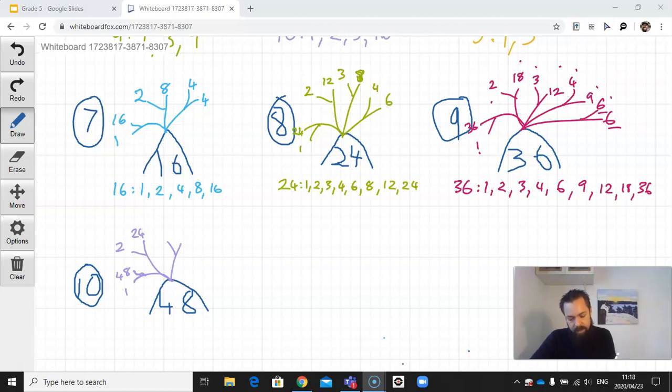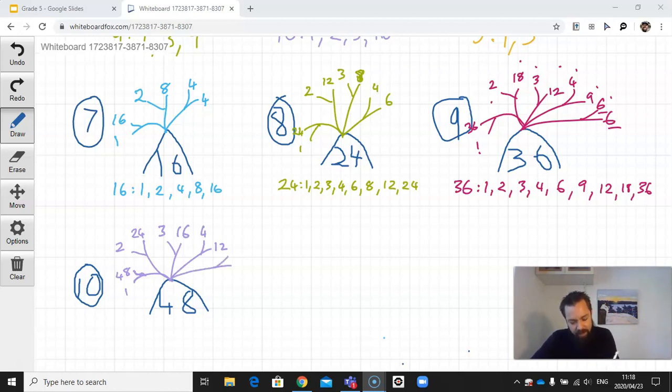So 3 goes in how many times? 3 goes in 16 times. You can count there. We'll do division in a future lesson, which will help you with this as well. Does 4 go in? Yes, 4 goes in. 4 goes in there 12 times because 4, 8, 12, 16, 20, 24, 28, 32, 36, 40, 44, 48, 12 times.